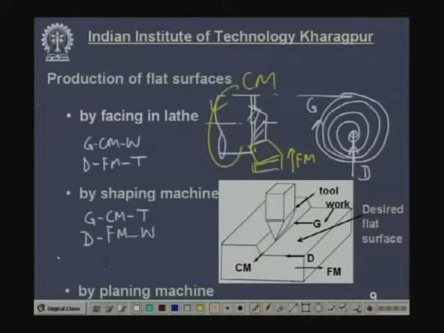So, in case of a planing machine, the generatrix is connected to the cutting motion obtained by reciprocation of the job, the workpiece, and the directrix will be accomplished by slow movement of the tool in this direction. So, this is the feed motion and this is the tool. This is how it is produced in shaping and planing machines.